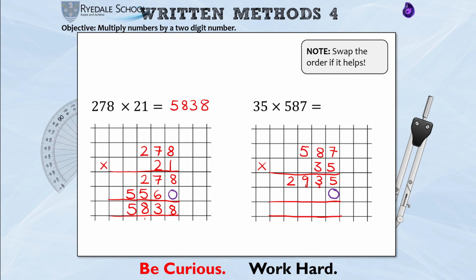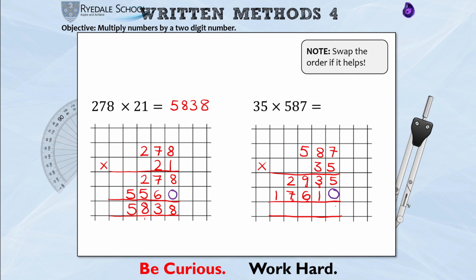Second row is for 587 times 30, or in our case with our 0, 587 times 3. So let's begin this one. 7 times 3 is 21. So 1 carry 2, 21. 8 times 3, 24. Add the extra 2 is 26. 5 times 3, 15. Add the extra 2, 17. All that is left to do is add it up.